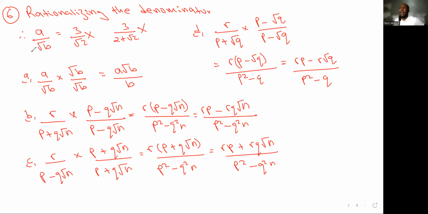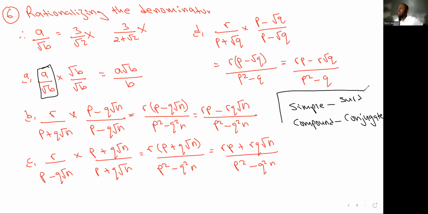I also need to note something here. When you're rationalizing, if it's a simple surd, like in A, where the denominator is simple, you just multiply by the surd, top and bottom. But if it's a compound surd, meaning a surd with a rational number, which we talked about in my previous video, you use the conjugate. If it's a simple surd, you just multiply by the surd itself. All right, let's go to the last one.